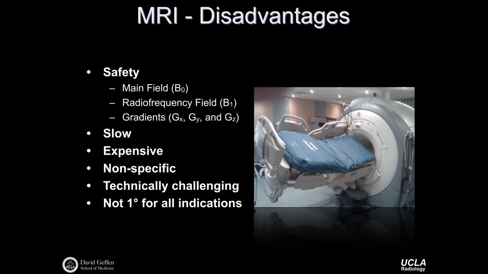The acquisition of MR images in general is quite technically challenging, so it requires a great deal of user sophistication to acquire high-quality diagnostic MR imaging exams. And finally, MRI, of course, is not primary for all indications, nor should it be necessarily, but in some sense it's a disadvantage, as it was once hoped that MRI would become the one-stop shop for all clinical imaging.